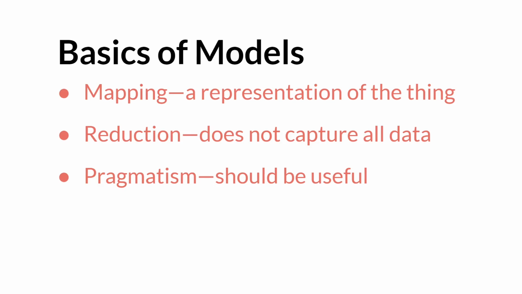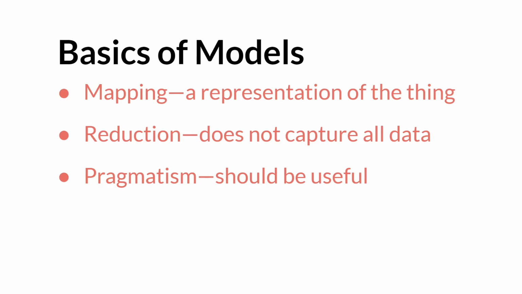We're spending a little bit of each of these tutorials talking about design. So I just want to make some quick notes on the basics of diagrams of modeling your code. When you want to diagram or model something, these are three things which I didn't come up with, but that I think are very helpful to keep in mind. First, that your model should be a representation of the thing and not the thing itself. Second, that it should be a reduction. It should not capture all of the data about the object you're modeling. And finally, that it should be useful.